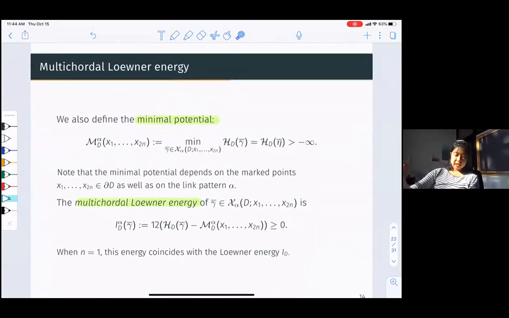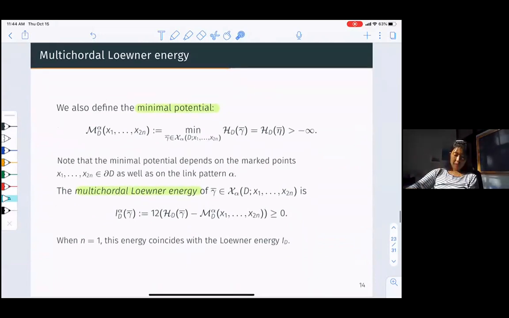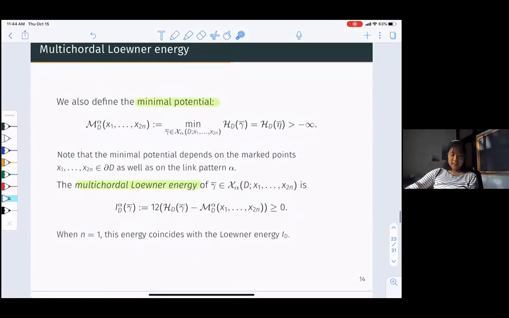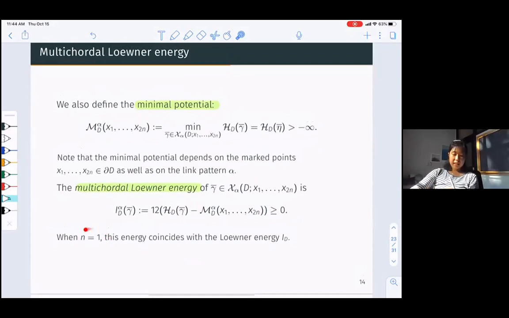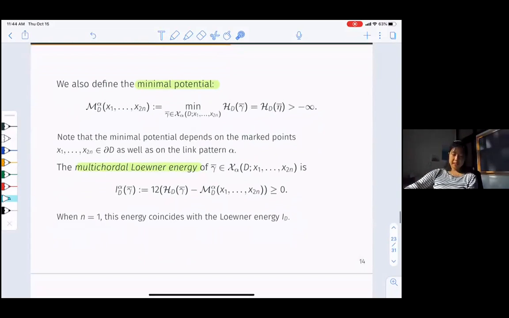So the Loewner energy that we define is the difference of the Loewner potential minus its infimum. Especially, when you take out this infimum, this Loewner energy is non-negative. And when you take n equals 1, this energy coincides with the single chord Loewner energy.